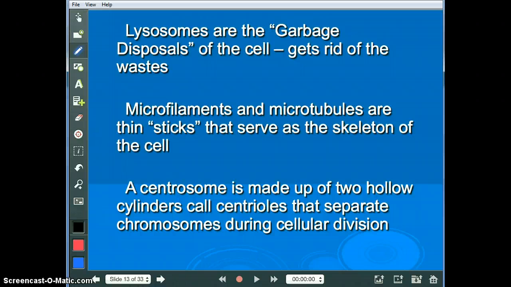A few more organelles that you want to make sure you take some notes on. One being lysosomes. Lyso, think of it like Lysol that you might have at your house. It's used to help clean up, kind of like your garbage disposal, to get rid of things.